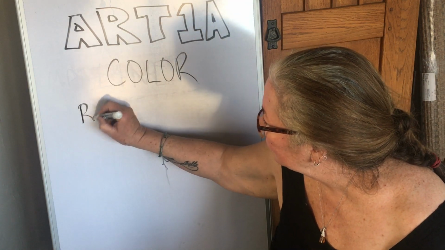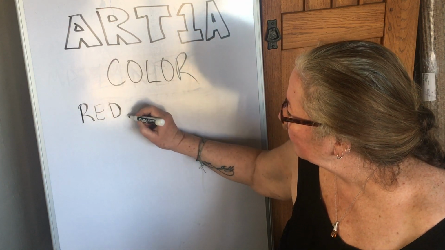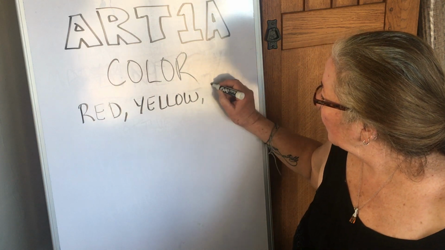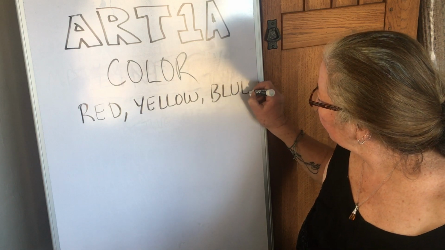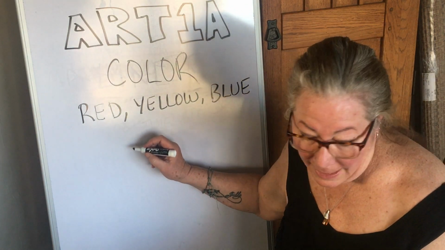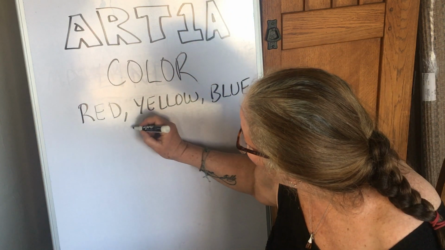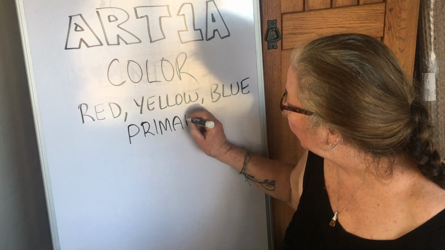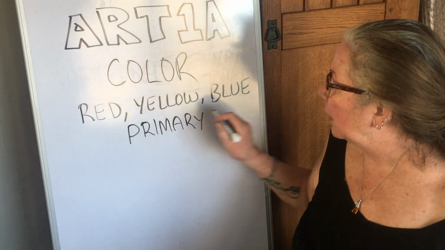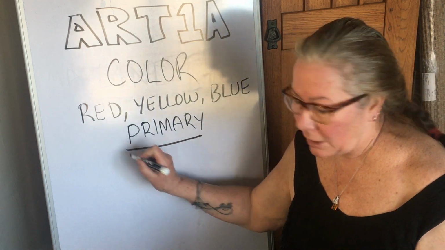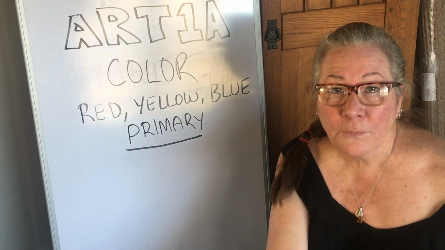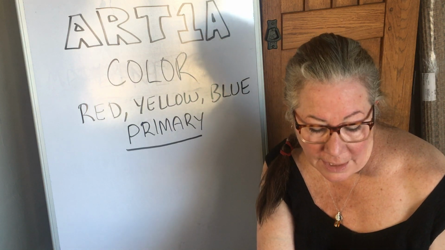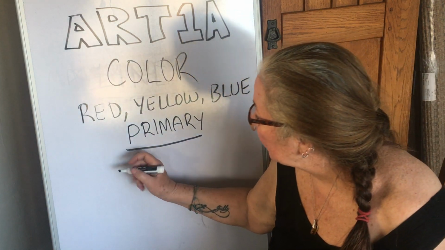The three basic colors are red, yellow, and blue. Right? Those colors are called primary colors, okay? And you probably have heard that term. The primary colors are red, yellow, and blue. Right? So those are primary colors. When you mix two of those primary colors together, you get what are called secondary colors.